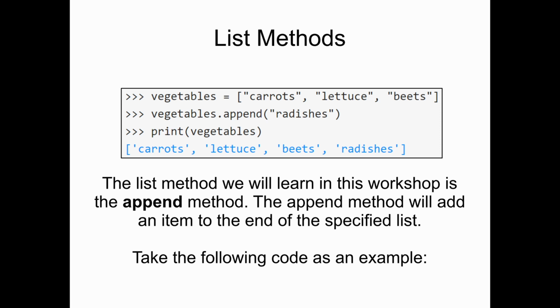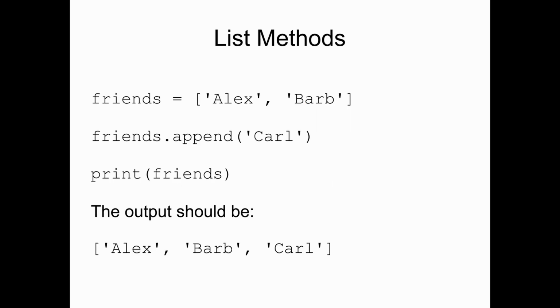Take the following code as an example. The friends list has two names, Alex and Barb. But after the append method is applied to add another entry to the list, the printed output should be Alex, Barb, Carl.